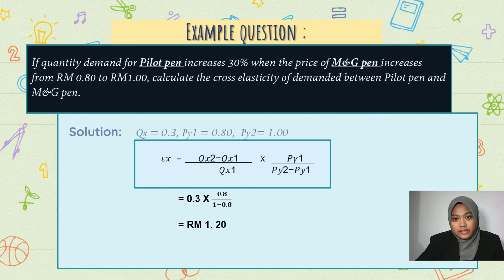This is the example question: if quantity demanded for pilot pen increased 30% when the price of MNG pen increased from 80 cents to 1 ringgit, calculate the cross elasticity of demand between pilot pen and MNG pen. So the solution is quantity of.